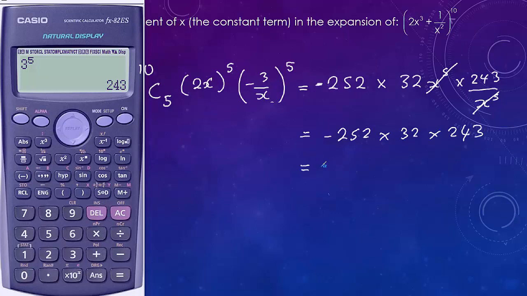So we've got negative 252 times 32 times 243, and we just need to calculate that. So 243 is already in the calculator. Multiply it by 32, multiplied by 252. Gives us this number here, so that's negative 1,959,552.